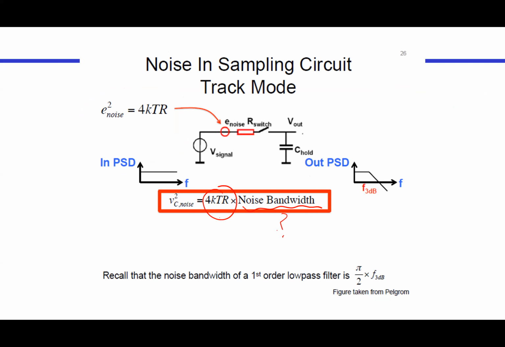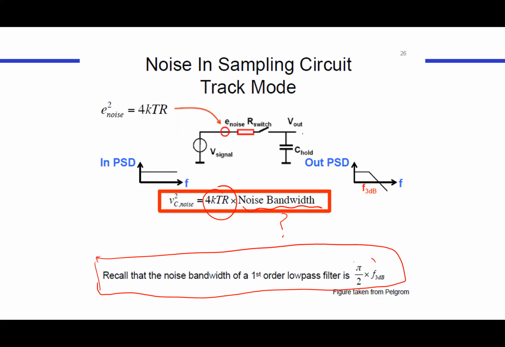If you have studied it before, I don't know whether you did or not, the noise bandwidth of a first order low pass filter is given by pi over 2 multiplied with the bandwidth of that filter, the cutoff frequency of the filter. This is a definition. If you are interested later, I can guide you, or you can search it online. It's available: how to find the noise bandwidth of a first order low pass filter. It's equal to pi over 2 multiplied with the cutoff frequency of the filter.